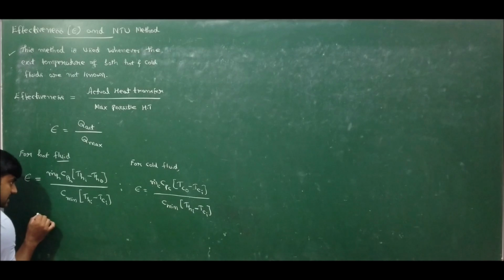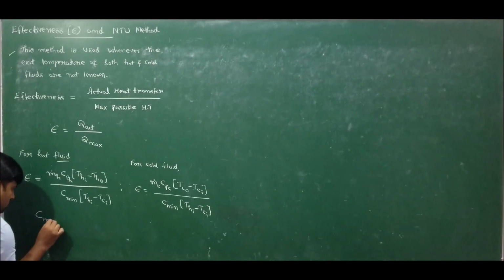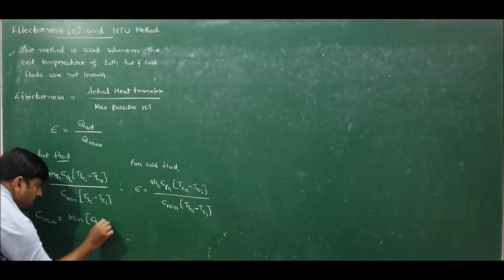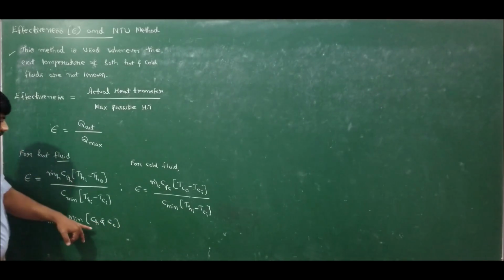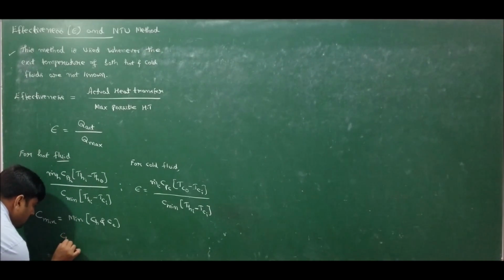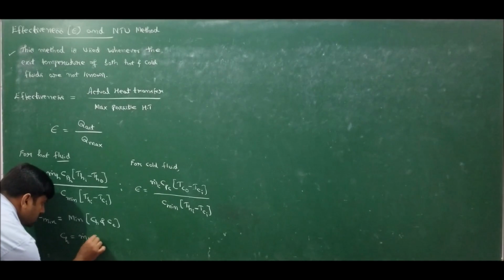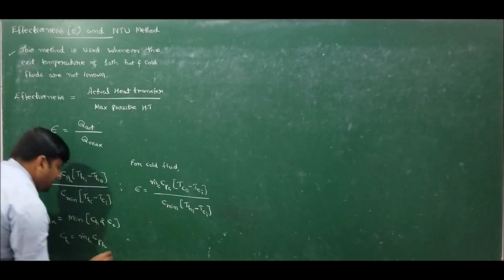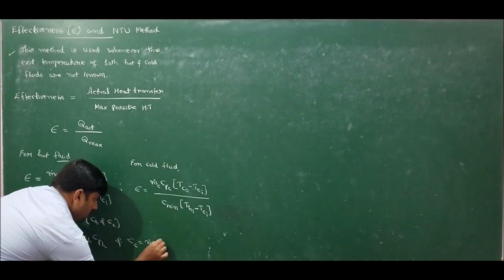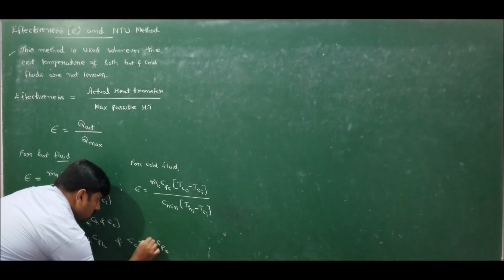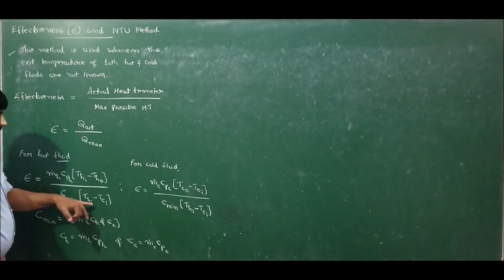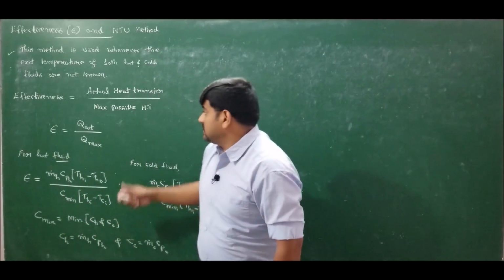where C minimum is the minimum heat capacity rate. C minimum is the minimum among Ch and Cc. This we have already discussed. That is the heat capacity rate of hot fluid and the heat capacity rate of cold fluid. Ch is defined as m dot h Cph, the heat capacity rate, and Cc is given as m dot c Cpc, the heat capacity rate of cold fluid. So the minimum among these two is C minimum, and C minimum times the inlet temperature difference of hot and cold fluid will give us the maximum possible heat transfer.